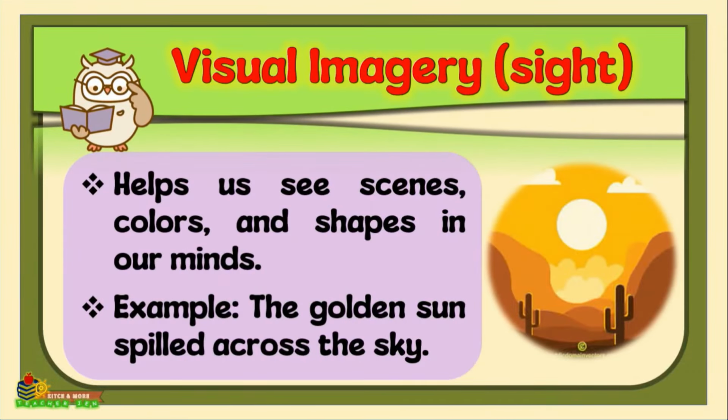Let's start with visual imagery or sense of sight. It helps us see scenes, colors, and shapes in our minds. For example, the golden sun spilled across the sky. Visual imagery helps us picture things. Like in this example, we can imagine a beautiful sunset. Poets use words like colors, sizes, and shapes to make us see the world.